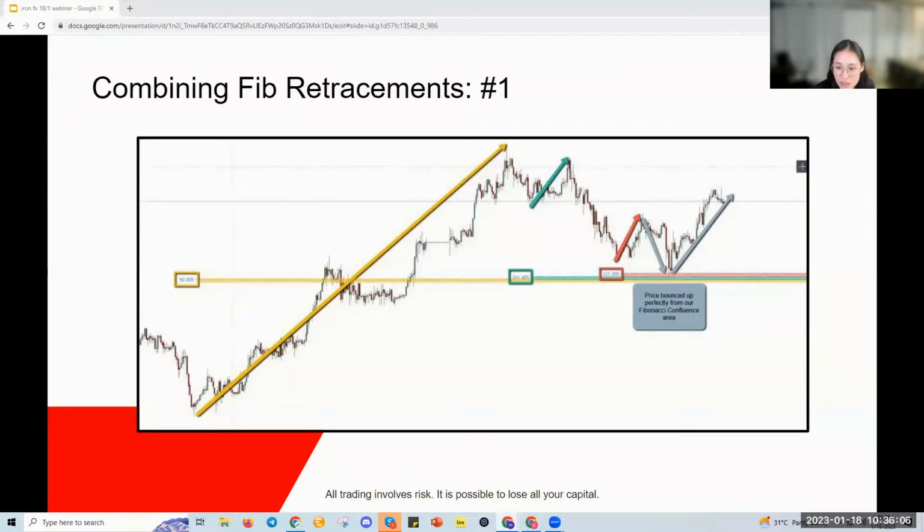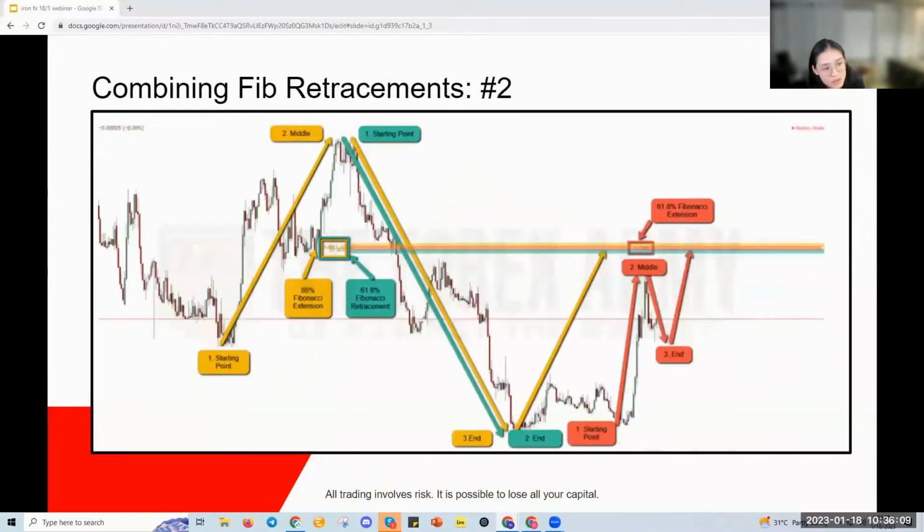Okay, let's move on. So here we have another example. In this example, we combine one Fibonacci retracement with two Fibonacci extensions. Okay, so the very first one, let's start with the yellow one. Starting point here, this is our middle point, and our ending point is here. So this is the Nike tick that we mentioned earlier, the Fibonacci extension.